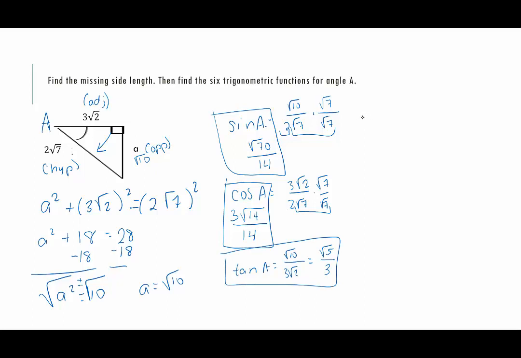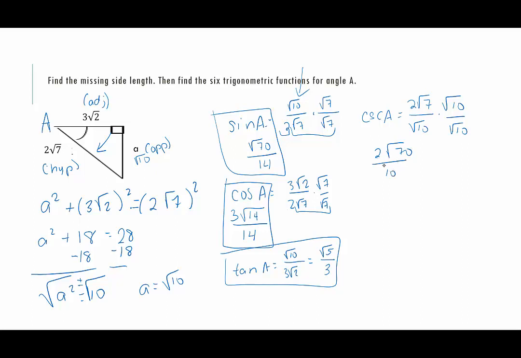Okay, now we're looking at the reciprocals. So we have cosecant of A, which, let's see, I'm going to use this one here. So it's going to be the reciprocal of that, so it's going to be 2 times the square root of 7 over the square root of 10. Then we're going to rationalize this by multiplying by the square root of 10 over the square root of 10. And that's going to give us 2 times the square root of 70 over 10.